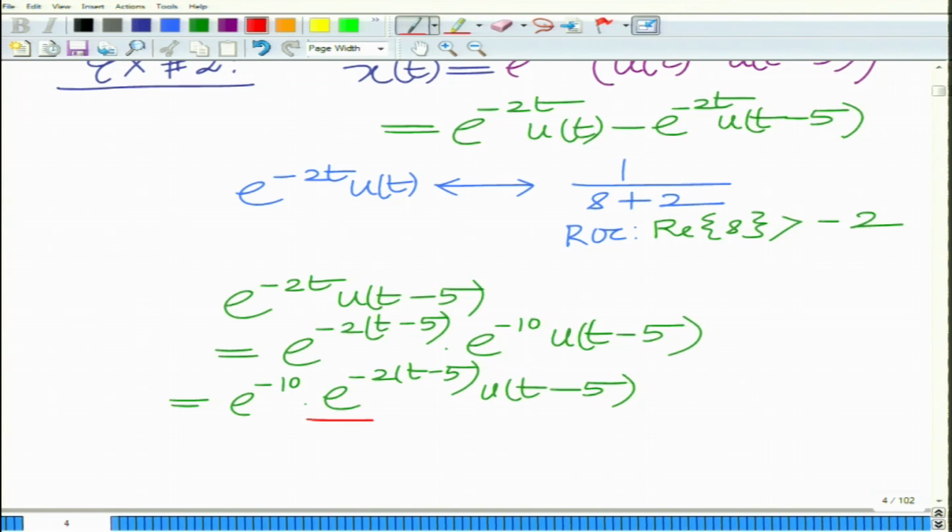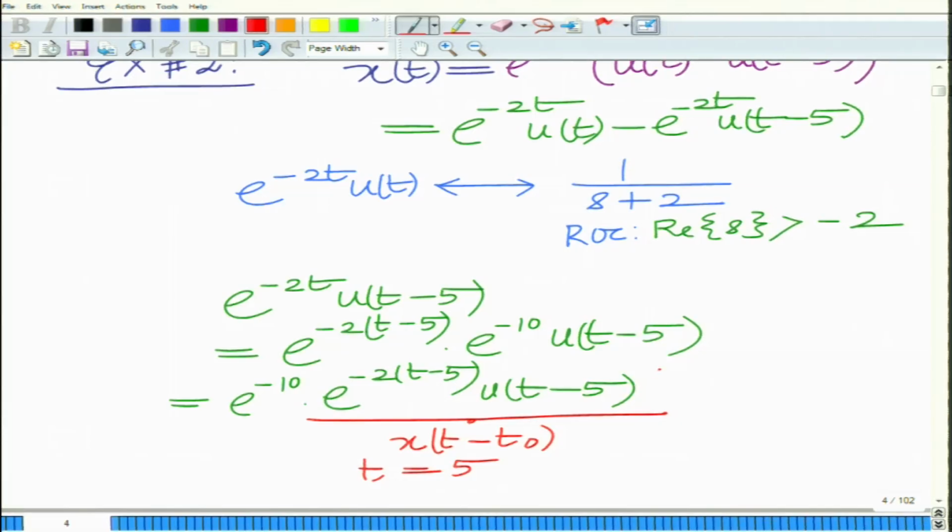Now, if you look at this signal e raised to minus 2t minus 5 u(t minus 5), this is of the form x(t minus t naught), where t naught equals 5, correct, and x(t) is e raised to minus 2t into u(t). So this is a signal x(t) delayed by t naught, where t naught equals 5. Hence, we know that the Laplace transform of x(t minus t naught) is e raised to minus s t naught into X(s).